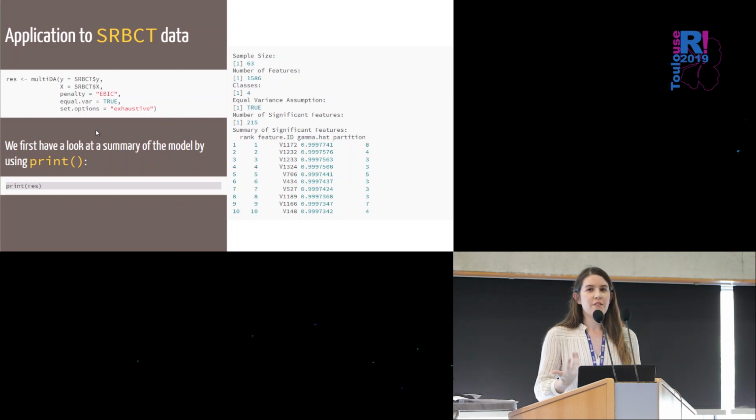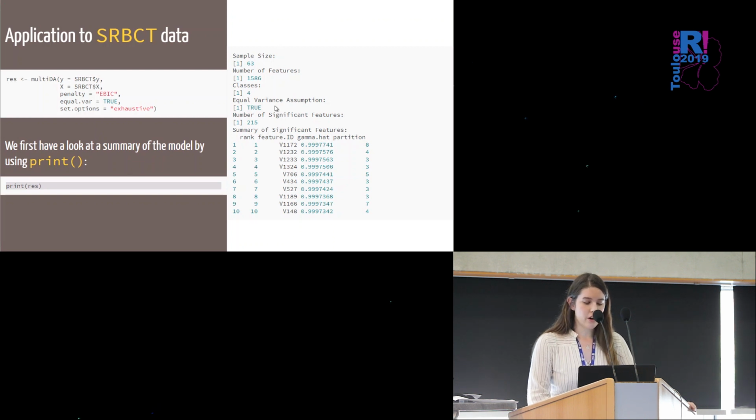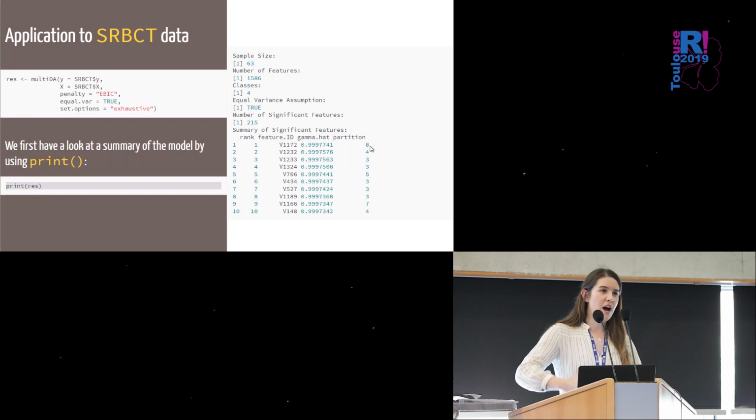I can use the print function to have a look at the important things that come out. So it tells us all the information we already know. And it tells us the ranking of the features in terms of how discriminative they are. In this particular data set, we have 215 features not being the null, so there is some separation. And it tells us the likelihood of being under a particular partition. This is partition 8, so there's actually more output, but it wouldn't fit on the screen. And it shows you the different ways we can partition the data.